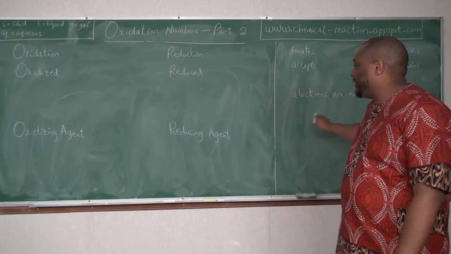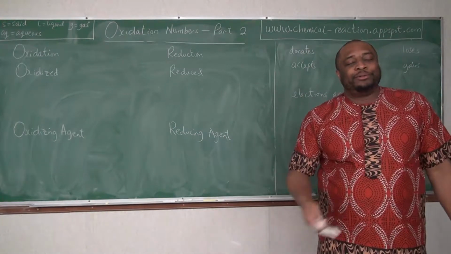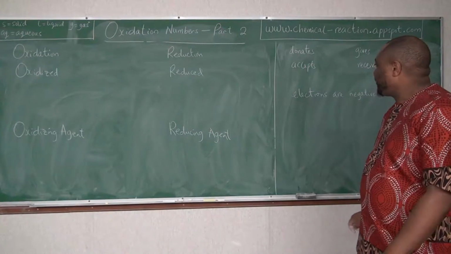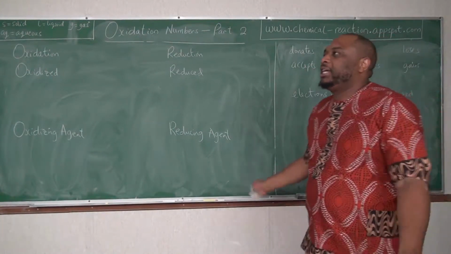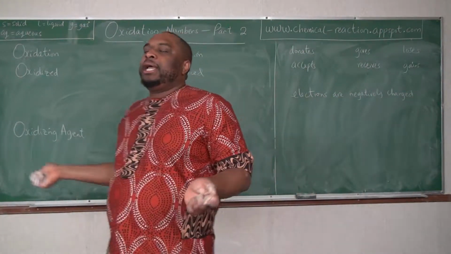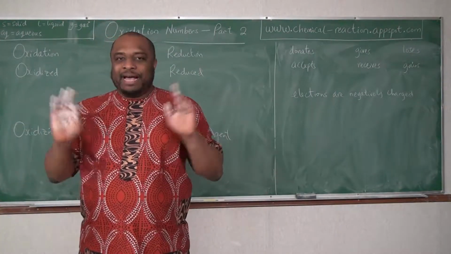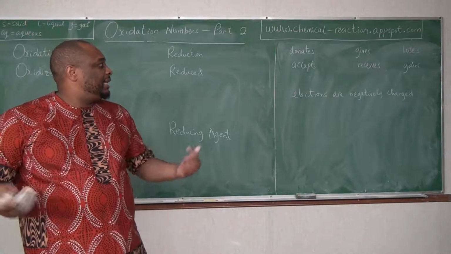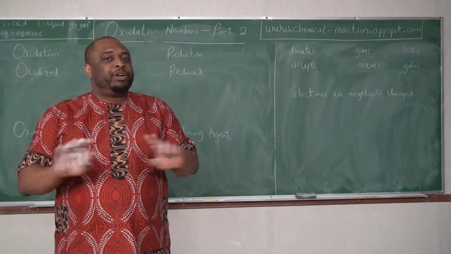I'm not going to write everything because you can read the notes. I just want you to understand where I'm going. So, electrons are negatively charged, so whoever accepts them will become reduced. Whoever gains it, whoever receives it will become reduced.